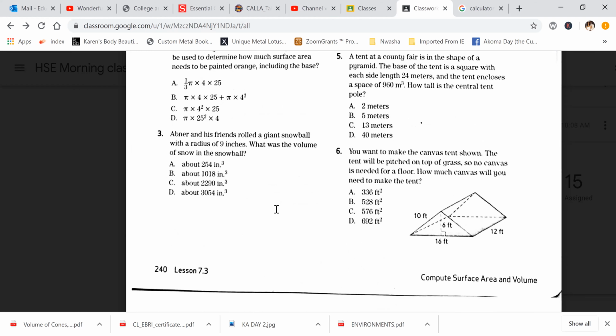Even number 6, like we talked about tents yesterday, you want to make the canvas tent shown. The tent will be pitched on top of grass, so no canvas is needed for a floor. So this is where they're telling you canvas and making it is surface area, but you do not need the bottom because you're going to be on grass. So you might have to think an extra step or 2, depending on what they're describing in the word problems.